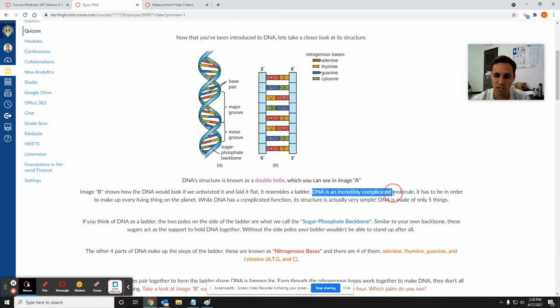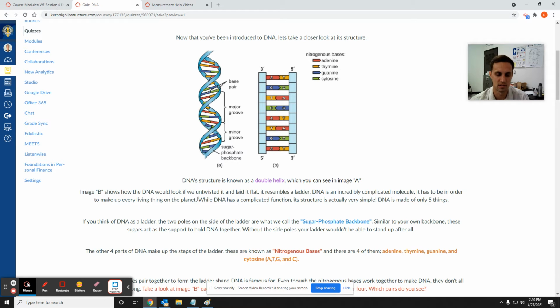DNA is an incredibly complicated molecule. It has to be in order to make up every living thing on the planet, right? We all look very different. I look very different from a dog. I look very different from a tree. I look very different from you, right? So we all look very different. So obviously DNA is doing some incredible things.